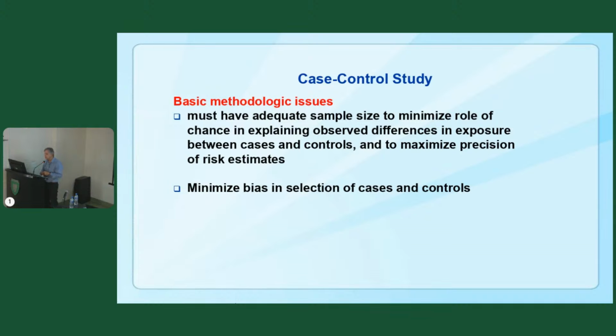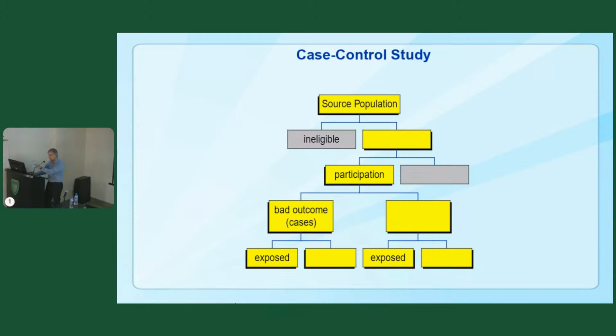You minimize bias in the selection of case control. The selection of your case series and your control series have to be independent, also independent from the exposures. In that way, you prevent selection bias from creeping into your study.